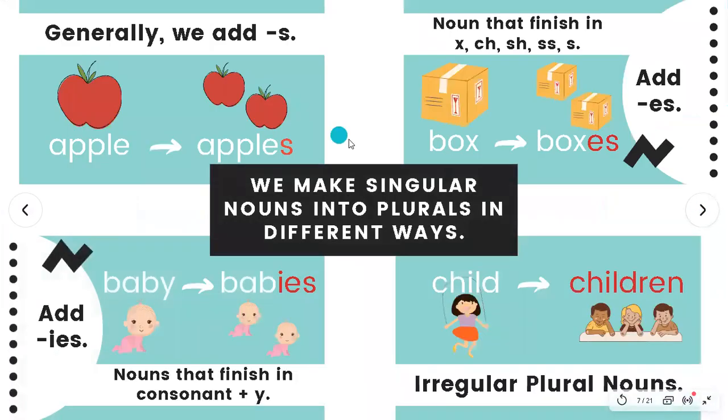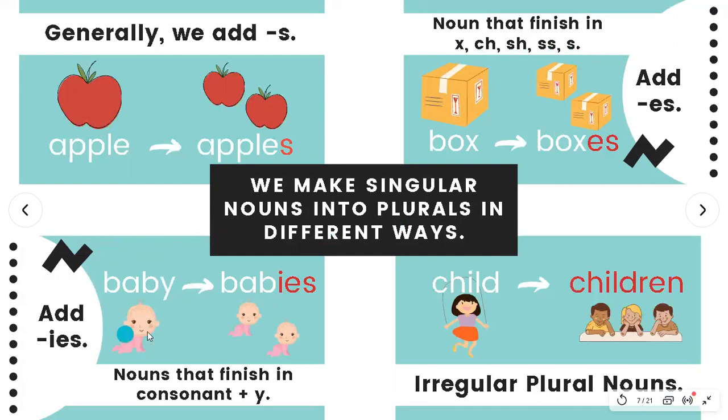And we can make singular nouns into plurals in different ways. Podemos hacer los sustantivos singulares a plurales en diferentes maneras. La regla general es esta. We add S, like apple, apples. That's it. Eso es lo general. Doctor, doctors, right? Asociamos siempre la S para hacer el plural. Now there are some exceptions. Hay sustantivos, nouns, that finish in X, CH, SH, SS, and S. Para los que terminan así, agregamos ES. For example, box, boxes, right?